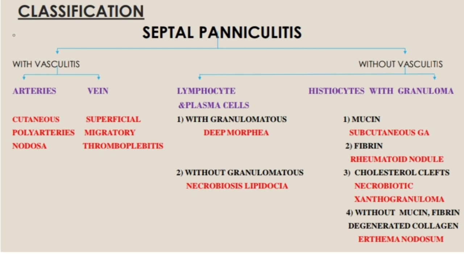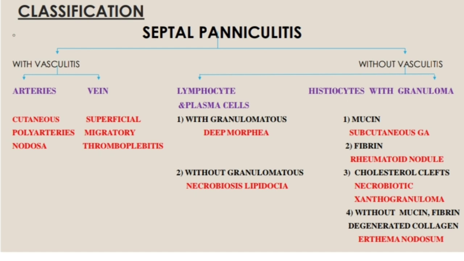In the section of lymphocytes and plasma cells, if the granulomatous infiltrate is present, the entity is deep morphea, and without granulomatous infiltrate it is necrobiosis lipoidica. Coming up, the septal panniculitis without vasculitis, when the inflammatory infiltrate is rich in histiocytes, which form the palisade granuloma. In the center of the palisade granuloma, whether it's mucin, it's subcutaneous granuloma annulare.